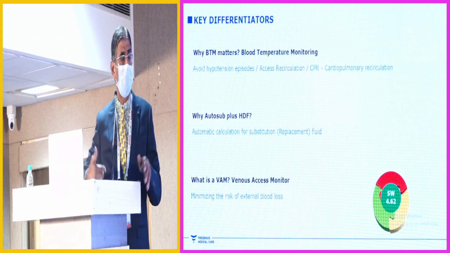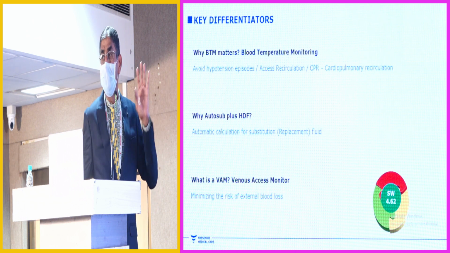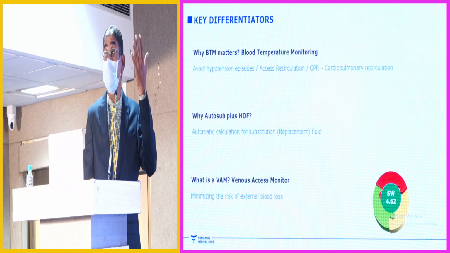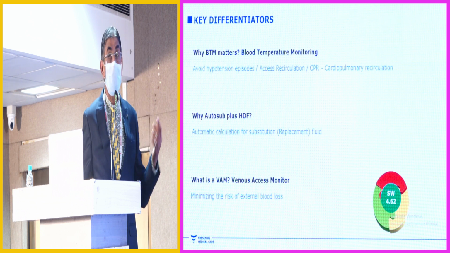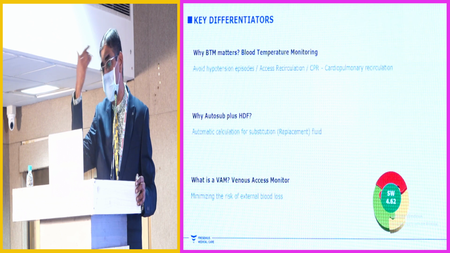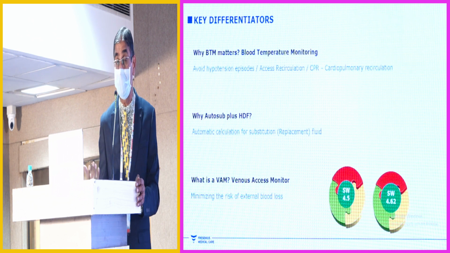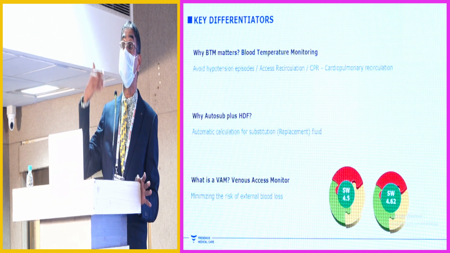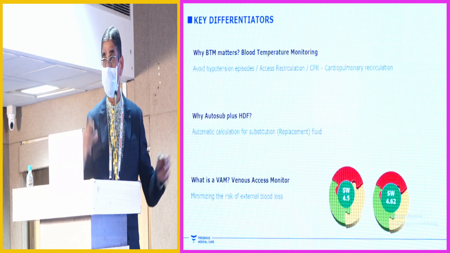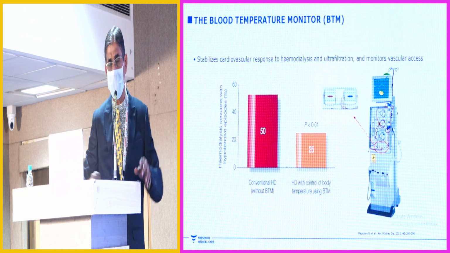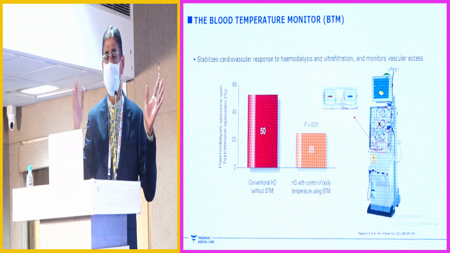So we have a lot of advanced features with this machine. Probably over the next 20 minutes I'll walk through them. Blood temperature monitoring: what does it help, and how does the patient benefit? You also have auto suppress, both manual and auto. Then we have the venous access monitoring. How is this beneficial? In 4008 or your normal hemodialysis machine, what is the level? And with this machine, what is the safety level? A lot of software is coming. I am just minimizing, not going too technical.